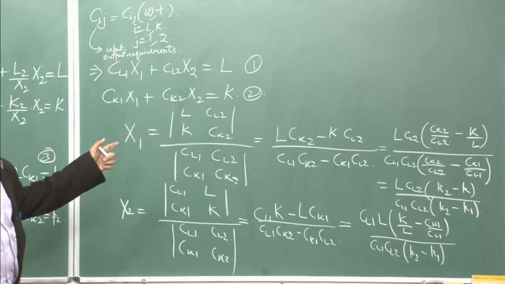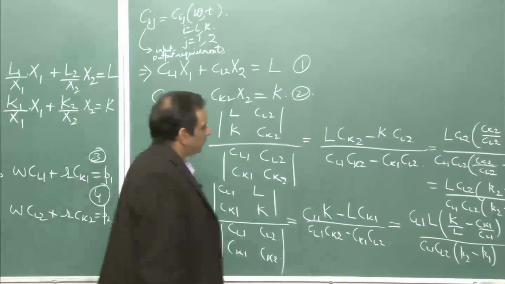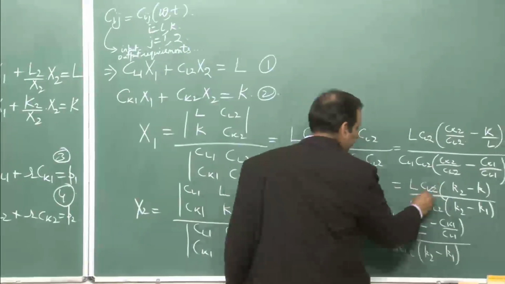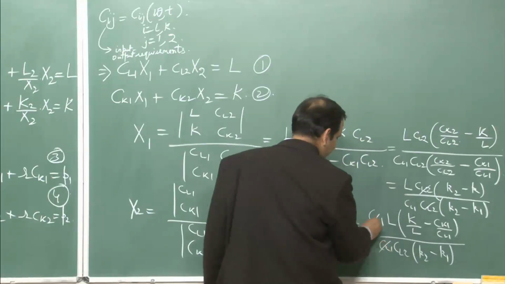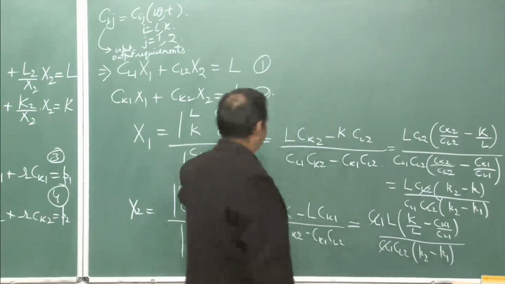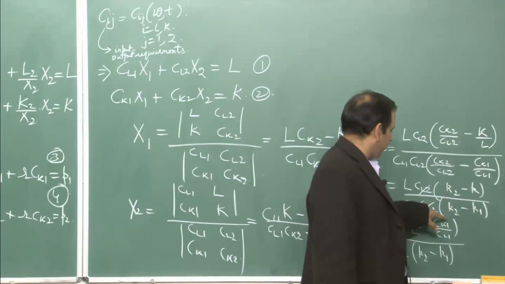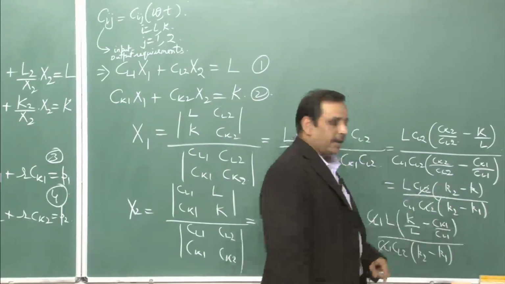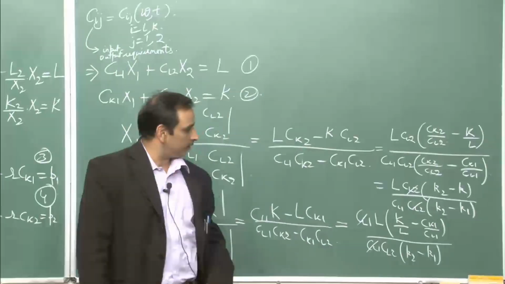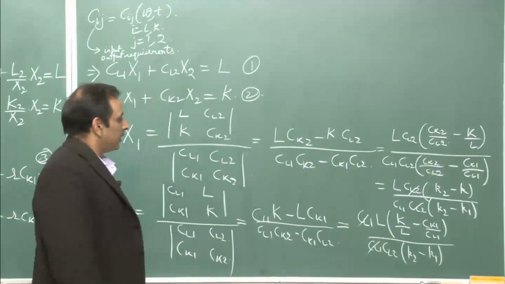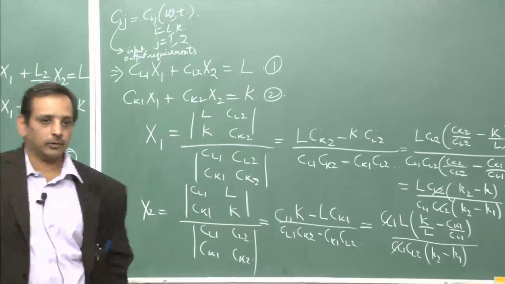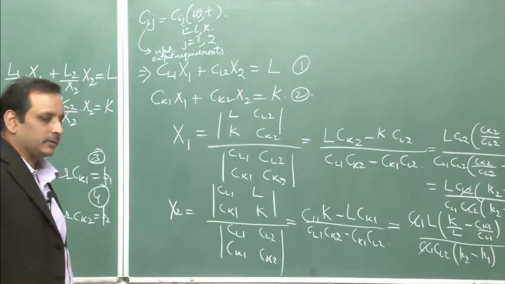So, if you solve for x1 and x2, you can see that x1 is a function of L, k2 minus k, k2 minus k1. K is the overall capital labor ratio in this country, k2 is the capital intensity of good 2, k1 is the capital intensity of good 1.